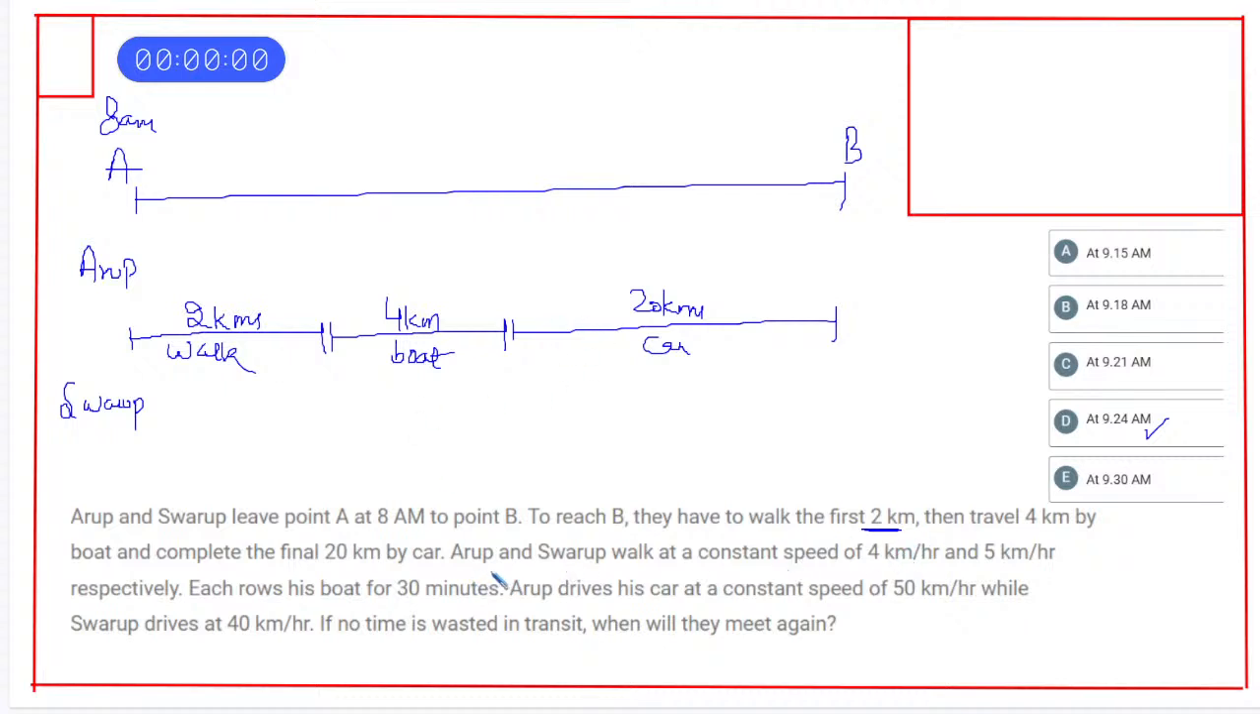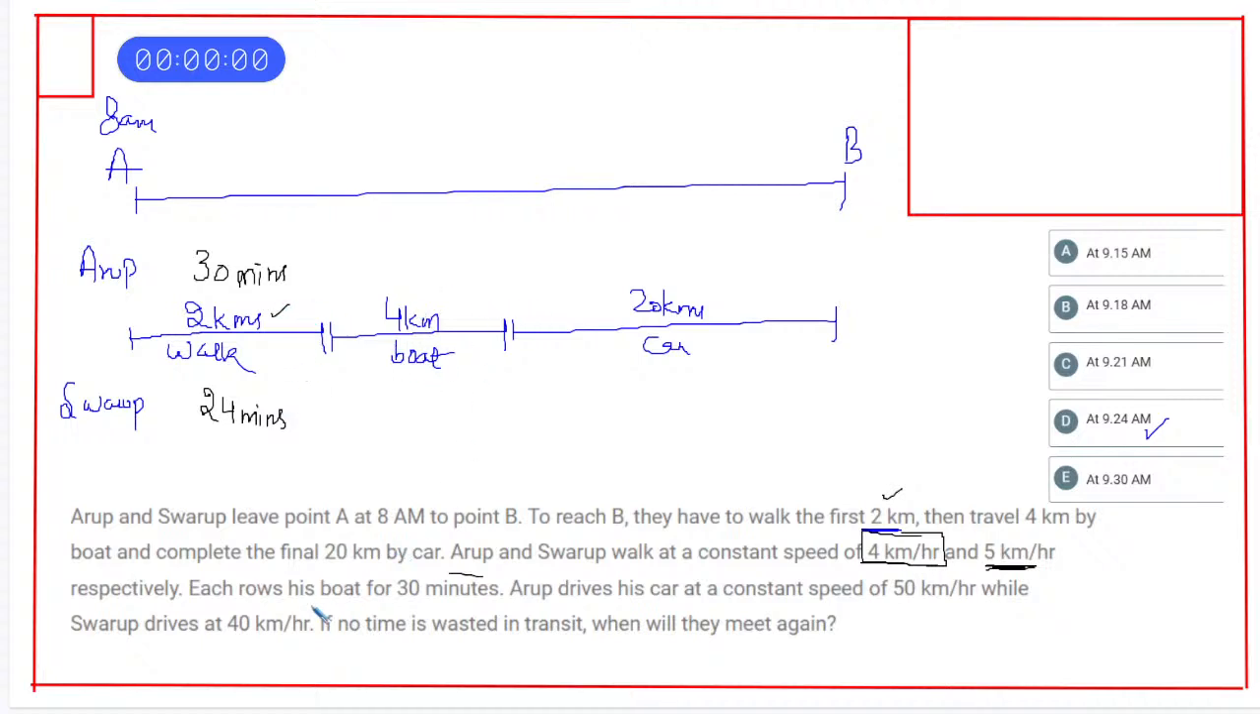Okay, so walking speeds are 4 and 5, and Arup's is 4 kilometers per hour. Means in 1 hour he can cover 4 kilometers. He just has to cover 2 kilometers, right? So he will take 30 minutes for that. Correct. Similarly, Swaroop's speed is 5. He can cover 5 kilometers in 60 minutes, so 1 kilometer in 12 minutes, so 2 kilometers in 24 minutes. So Arup is 6 minutes behind Swaroop.